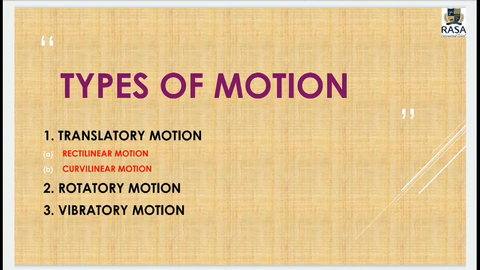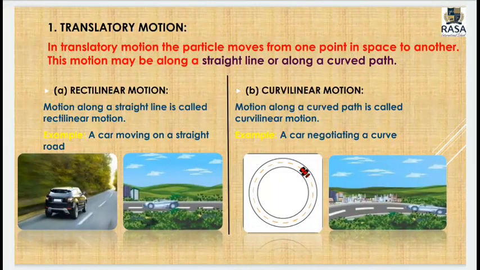Now next is types of motion. They are basically the following types of motion. First one is translatory motion, second is rotatory motion, and third is vibratory motion. Translatory motion is further divided into two categories: rectilinear and curvilinear motion. There is one more type that is known as random motion. Now, translatory motion is a motion where the particle moves from one point to another in space.